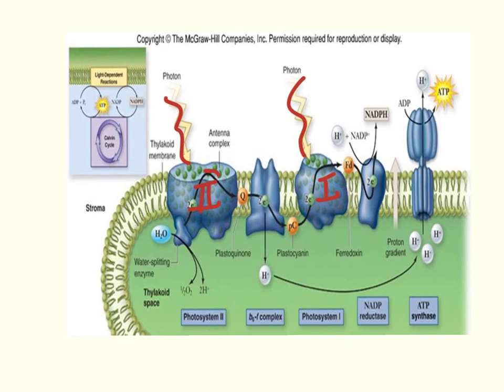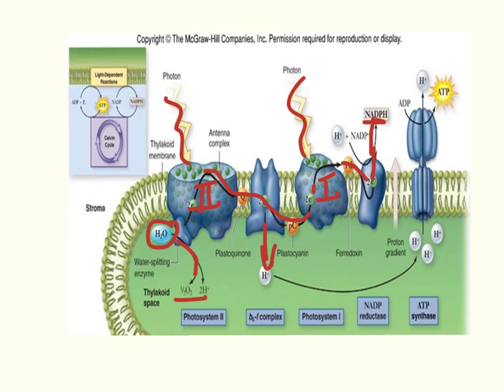The electron coming out of here is going through this electron transport chain, which is pumping hydrogen ions into this thylakoid space, and it's replacing the electron lost in photosystem 1. The electron from photosystem 1 is going out through here and being accepted by NAD to generate NADPH. The electron lost from photosystem 2 is replaced by water, and that's what's generating our oxygen.